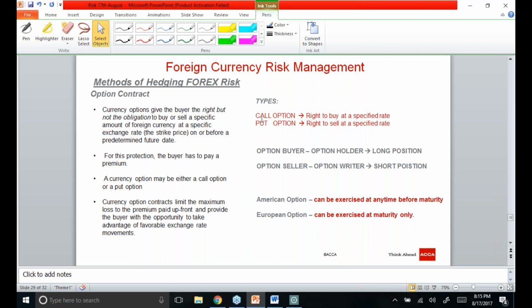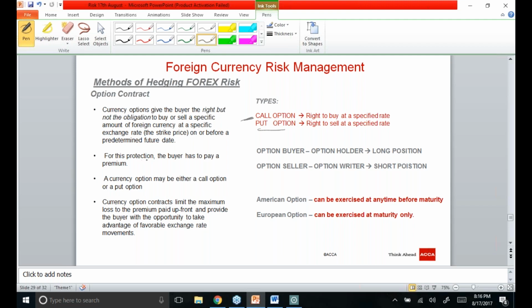Let's suppose you have bought a call option. That means you have a right to buy currency at a specified date and a specified rate. And if you have bought a put option, that means you have a right to sell currency at a specified rate and at a specified date. So call option means you have a right to buy. Put option means you have a right to sell.